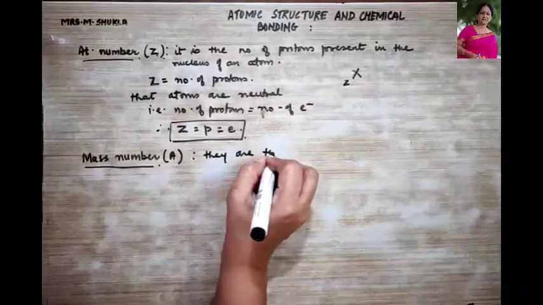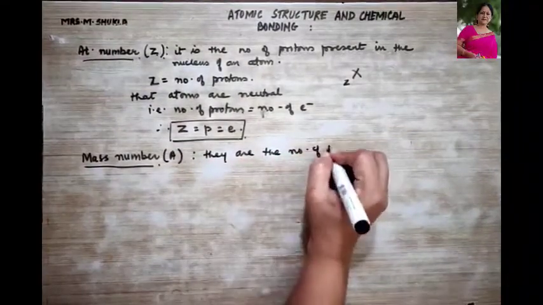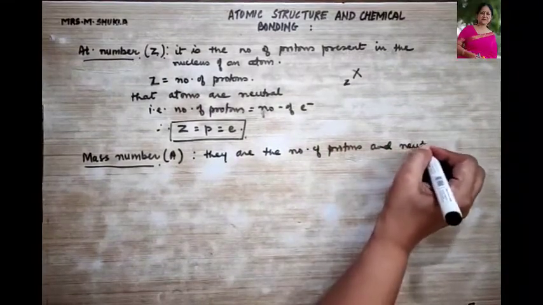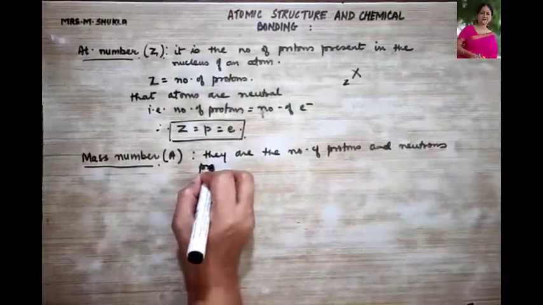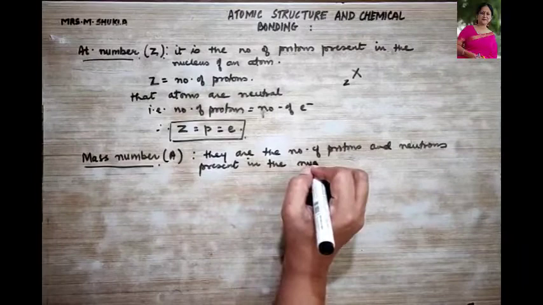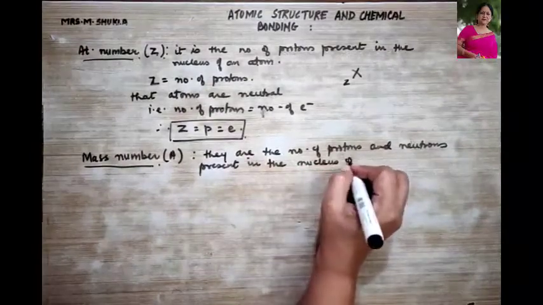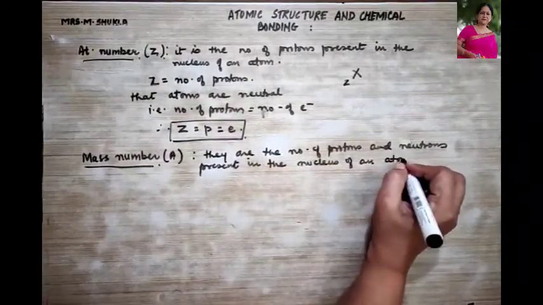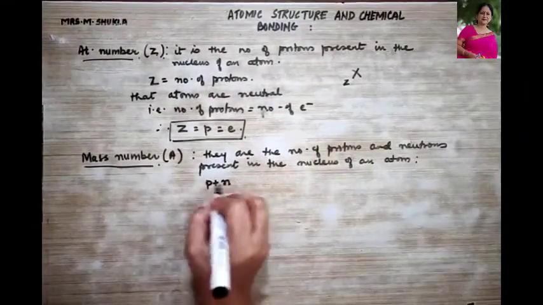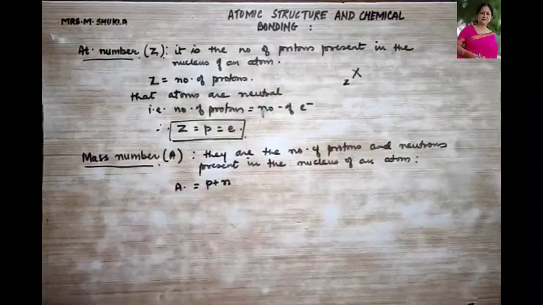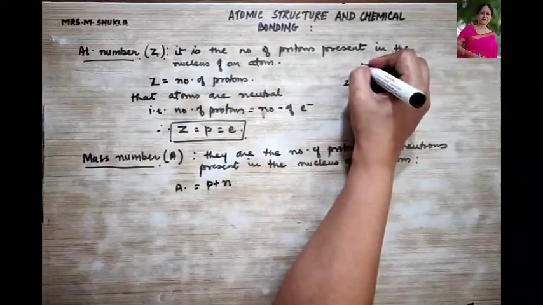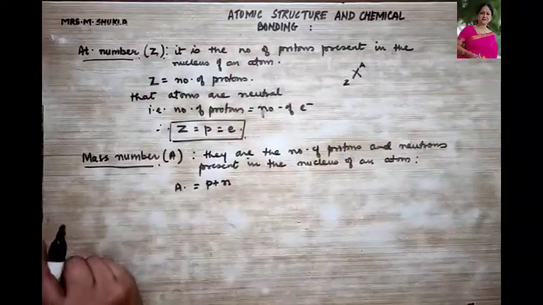They are the number of protons and neutrons present in the nucleus of an atom. Okay, so how do we write it down? Protons plus neutrons, this is equal to your mass number. They are always written as a superscript. So here is your mass number represented.